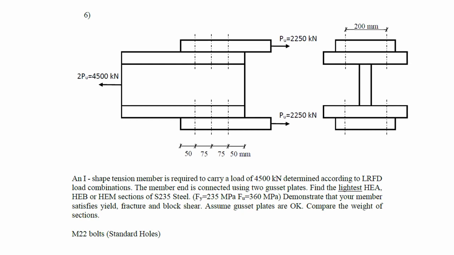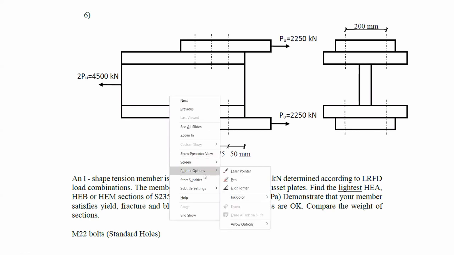So we have 3 things here we have to care about. We have to assume the gusset plates are okay, and also compare the weight of sections. Here we are also given that the bolts are size 22.